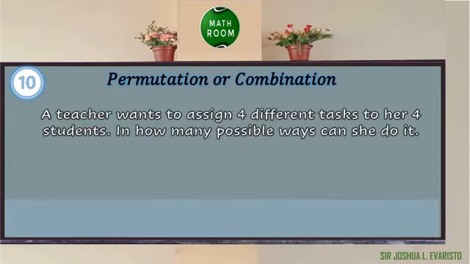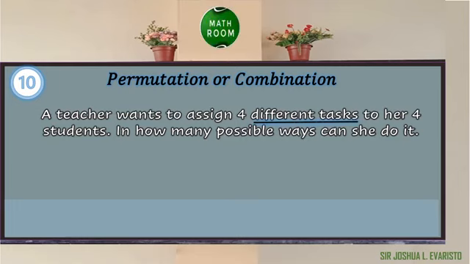Last item. A teacher wants to assign 4 different tasks to her 4 students. In how many possible ways can she do it? Again, this item does not have any keywords to identify a permutation or a combination question. So we will visualize the question to determine if it is a permutation or a combination. This problem is all about different tasks.